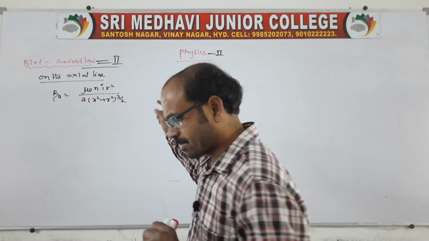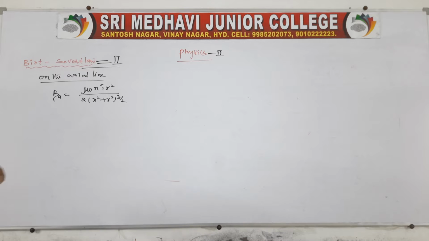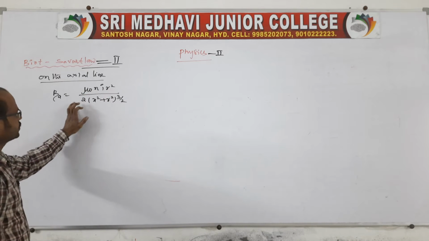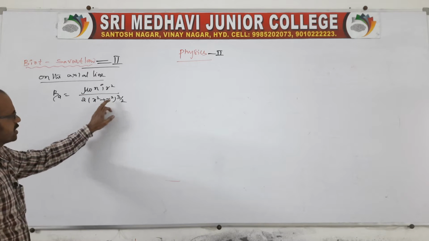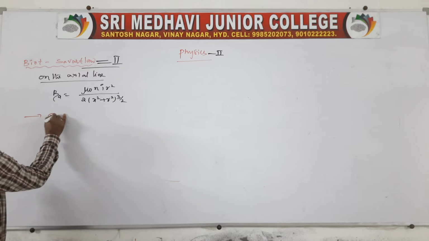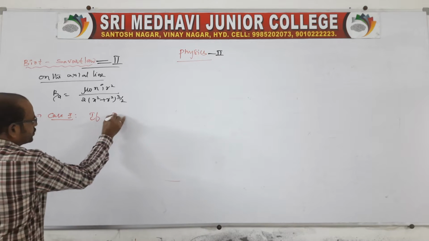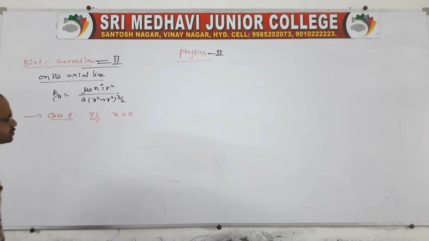So the magnetic induction will be B_A is equal to mu naught N i R square by 2 into (x square plus R square) whole power 3 by 2. Again in this we have other cases. Look at case 1 here. Suppose x is equal to 0.